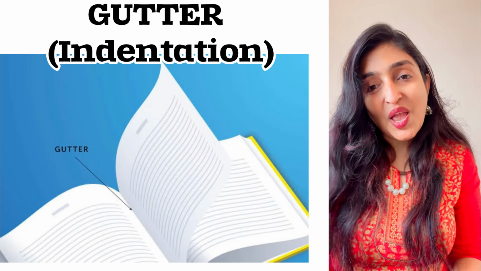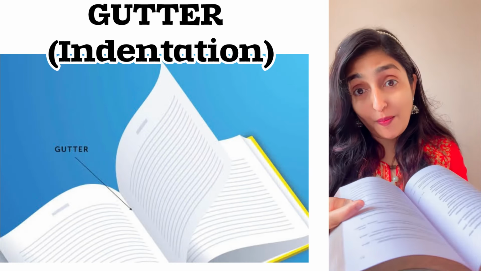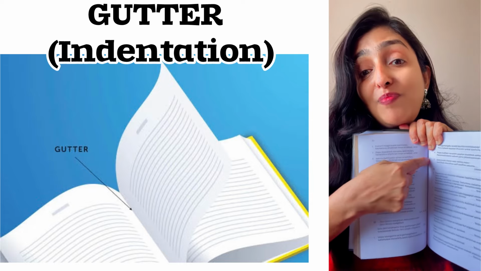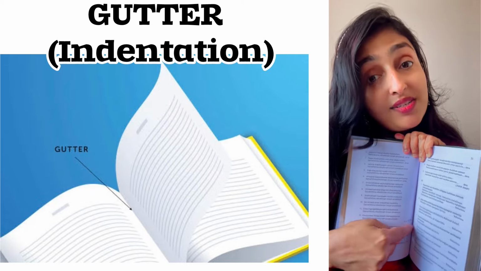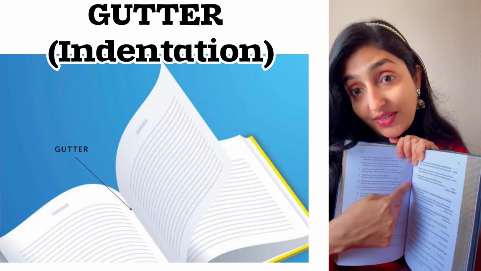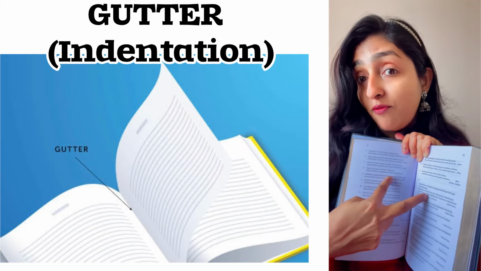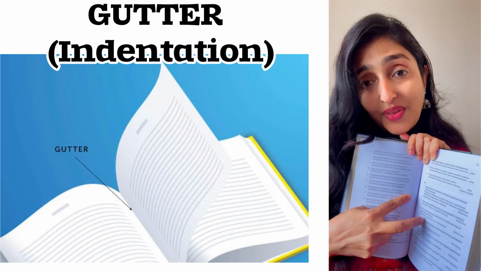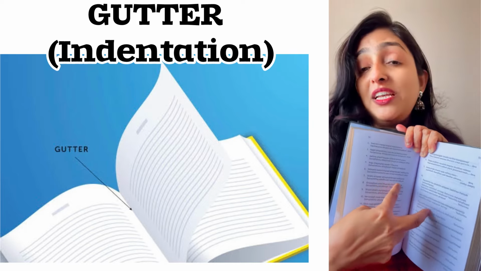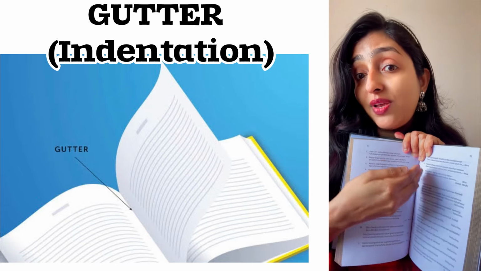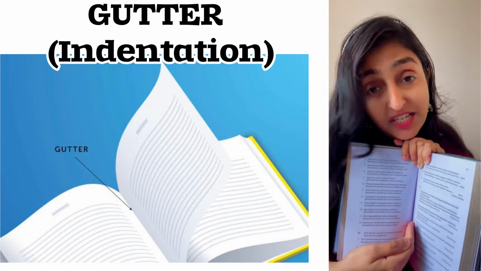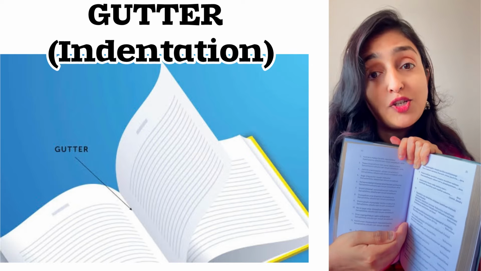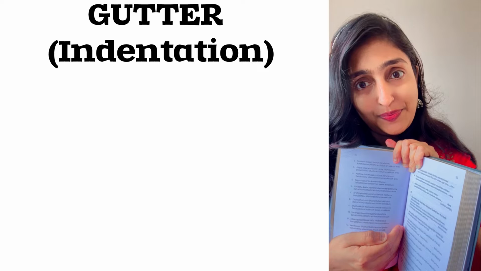Next is, when you open the middle pages of the book, you can see a blank space here where the words are not printed or written, right? Because if the words were printed there, it would be very difficult for us to read. Where the right and the left pages meet together, there is a blank space, an indentation, and we name it the gutter of the book, gutter.